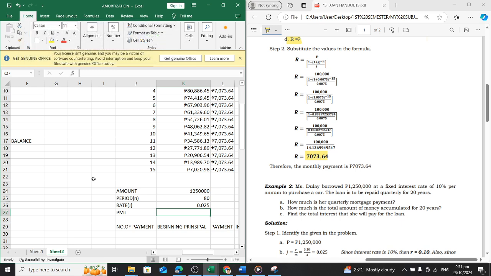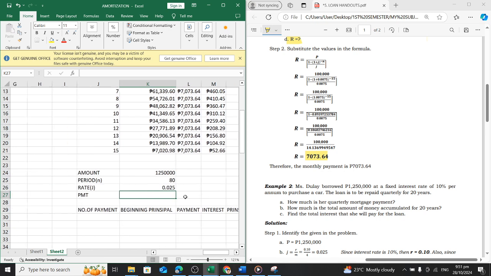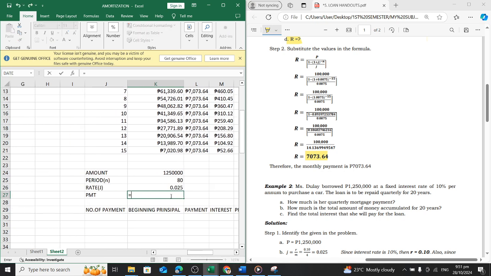All right. Now, let's go back to the finding of our regular payment. Let's go back to our formula. What is our formula again? Equals, press PMT, and then open parenthesis. Now, what is our rate? We have 0.025. So press our rate, that is K26. Press comma. After our rate, we proceed to our total number of payments, which is 80.